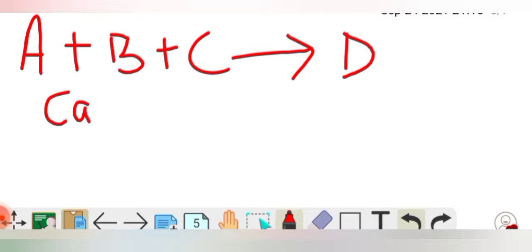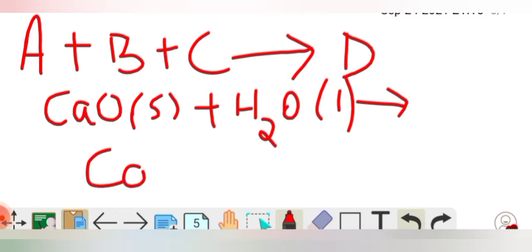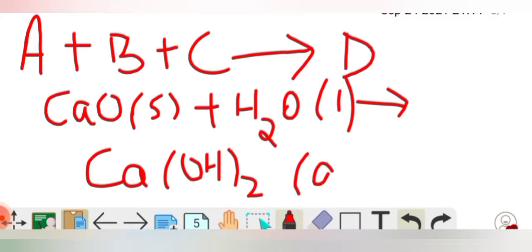You can take the example of calcium oxide, that is CaO, commonly said quicklime. When CaO, which is in solid state, you have to always mention this, in the presence of H2O, that is water, which is liquid, it forms Ca(OH)2, calcium hydroxide or slaked lime, which is in aqueous solution. In this format you can see that 2 reactants combine and form a single product. So this is a combination reaction.